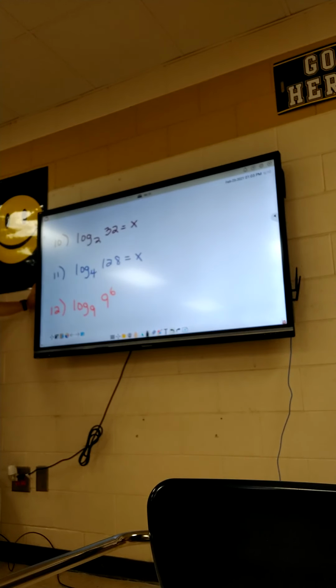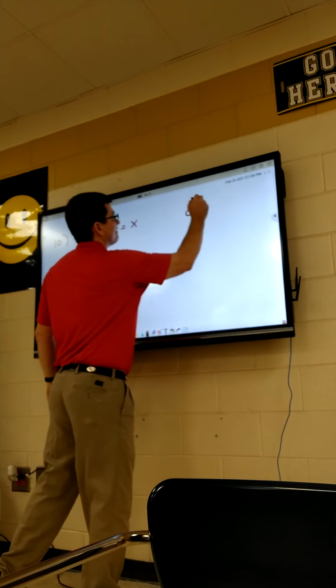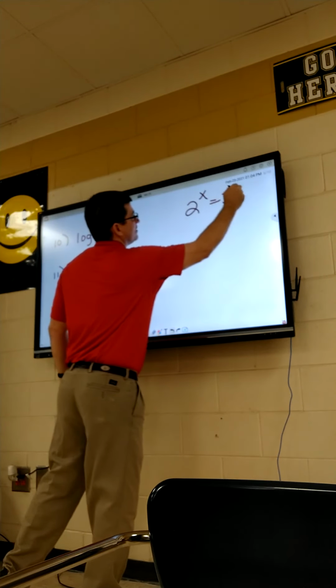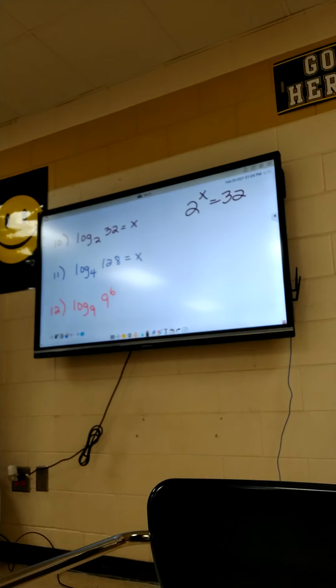All right, Bryson, you should be ready now. How can we set up number 10 and write it as an exponent problem? Go ahead. You do 2, and then x at the top. Very good. 32. All right, we're starting to get it.